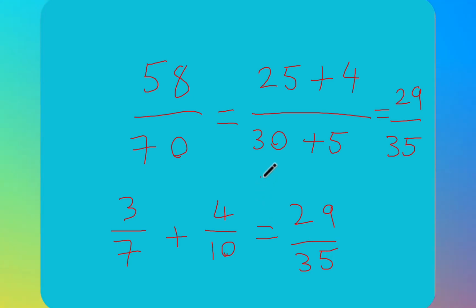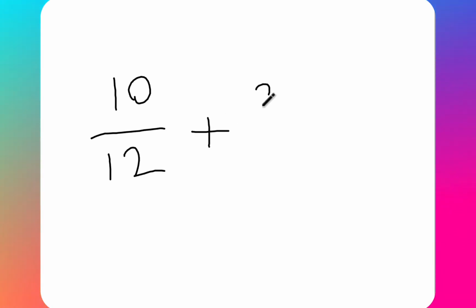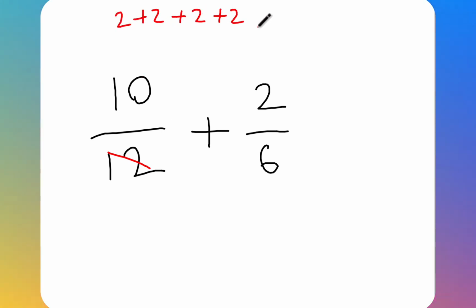Let's try another one that allows us to simplify. Here we have 10 over 12 and we're adding 2 parts of 6. So we're going to do that now, but this time we're going to look and see, is there anything we can do to make this easier? So there is. We can change this 12th into a 6 by dividing by 2. So if we see how many times 2 goes into 12, we can find that out now. So we're going to say 2 plus 2 is 4, plus 2 is 6, plus 2 is 8, plus 2 is 10, plus 2 is 12.